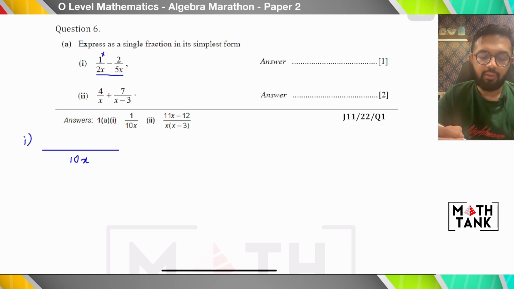So it's the lowest common multiple of 2x and 5x as well. Now, this is missing what? This is missing a 5 in the denominator. It's not missing a 5x. So this gets multiplied with 5 and that gets multiplied with 2. So I get 5 minus 4, 1 over 10x.